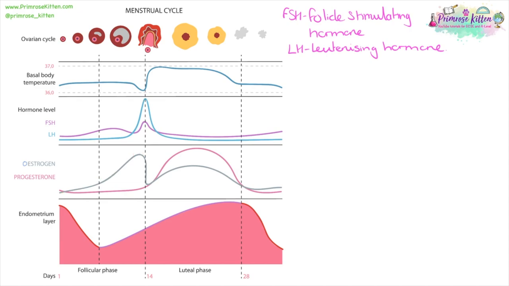Estrogen builds up until it stimulates luteinizing hormone. Progesterone builds up slowly as it builds up the lining of the uterus. And if there is no egg, if there is no embryo implanted in it, that will decrease and the lining of the uterus will break down.